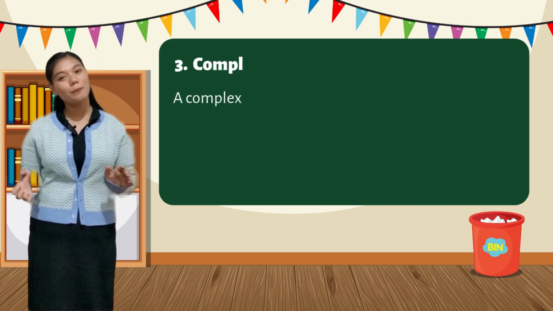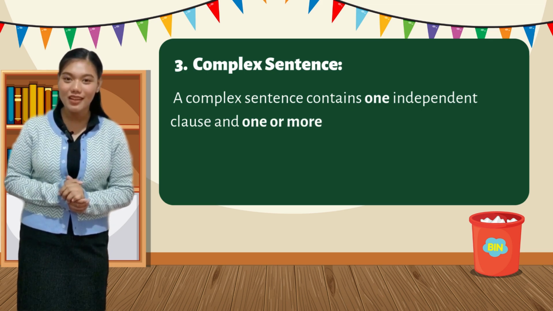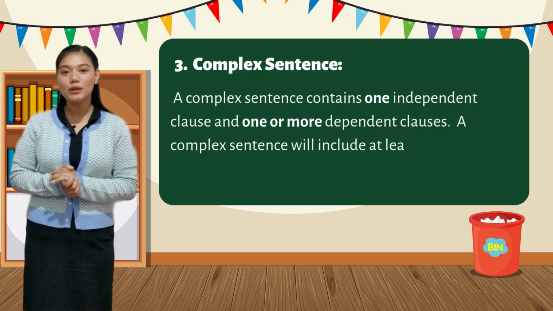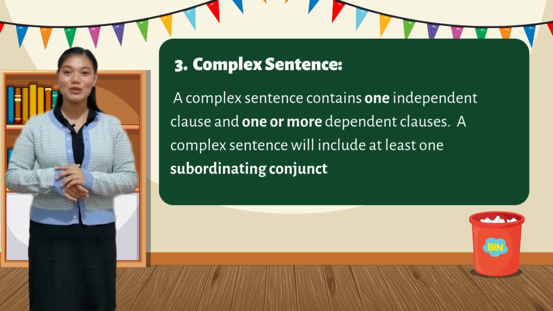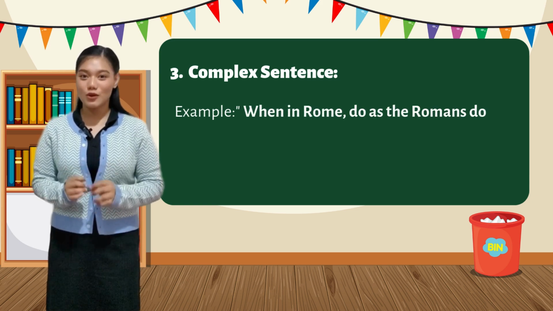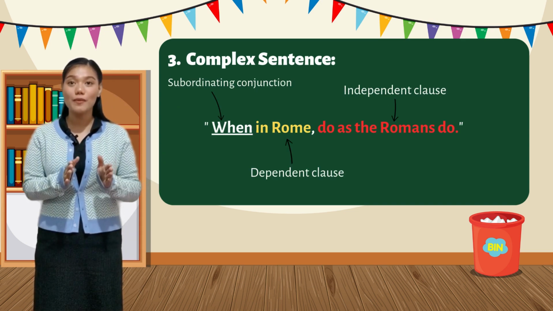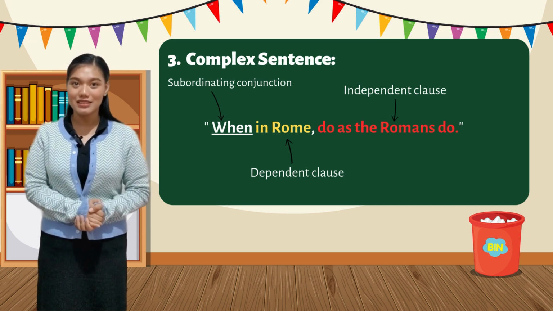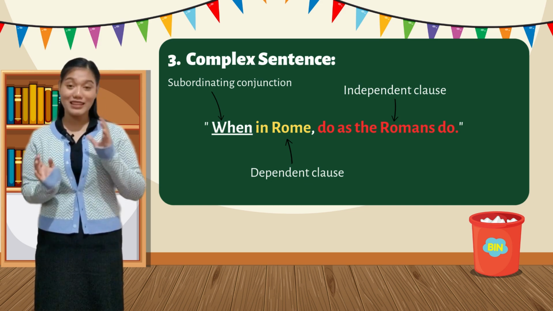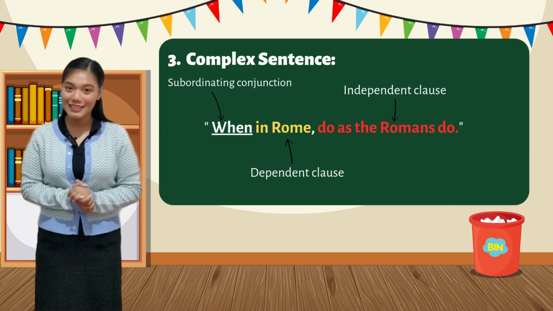Third one, we have a complex sentence. A complex sentence contains one independent clause and one or more dependent clauses. And it also includes at least one subordinating conjunction. For example, when in Rome, do as the Romans do. Our first clause there, when in Rome, is our dependent clause, introduced by the subordinating conjunction when. For the second one, we have do as the Romans do, and that is our independent clause.